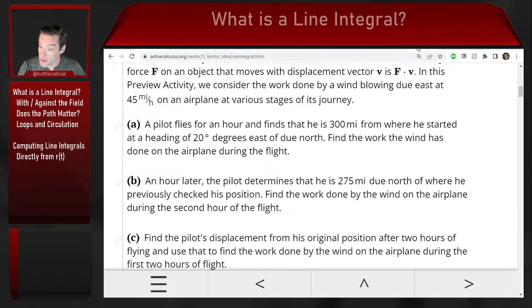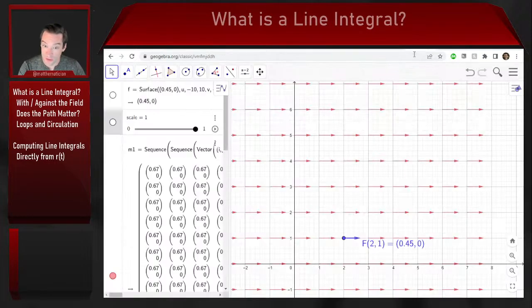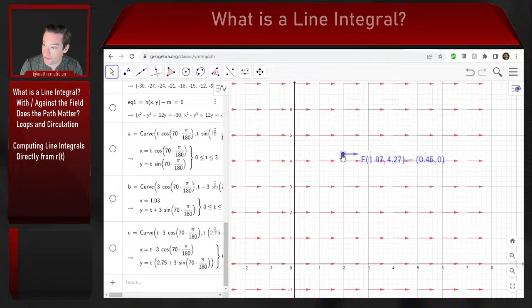So just to get a picture of what this looks like, here is our wind velocity field. It's pointing due east. Everywhere in the XY plane, my vector field arrows are pointing directly to the east, and they all have the same magnitude, 45 miles per hour. My units here are hundreds of miles, so this velocity vector being 0.45, 0 means 45 miles per hour due east. No matter where we are on this map, the wind is the same, right? 45 miles an hour facing due east.